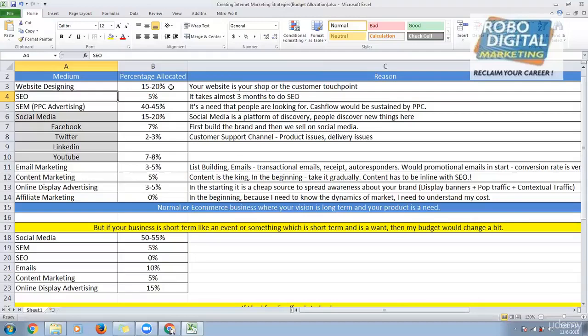Next is SEM. That is paid advertising. We are investing 40 to 45% of our budget. Why does the major part of the budget go on SEM? The reason is we need a business which should start running from day one. And Google AdWords or PPC advertising is one form where you start getting inquiries on day one itself when you start advertising on Google AdWords.